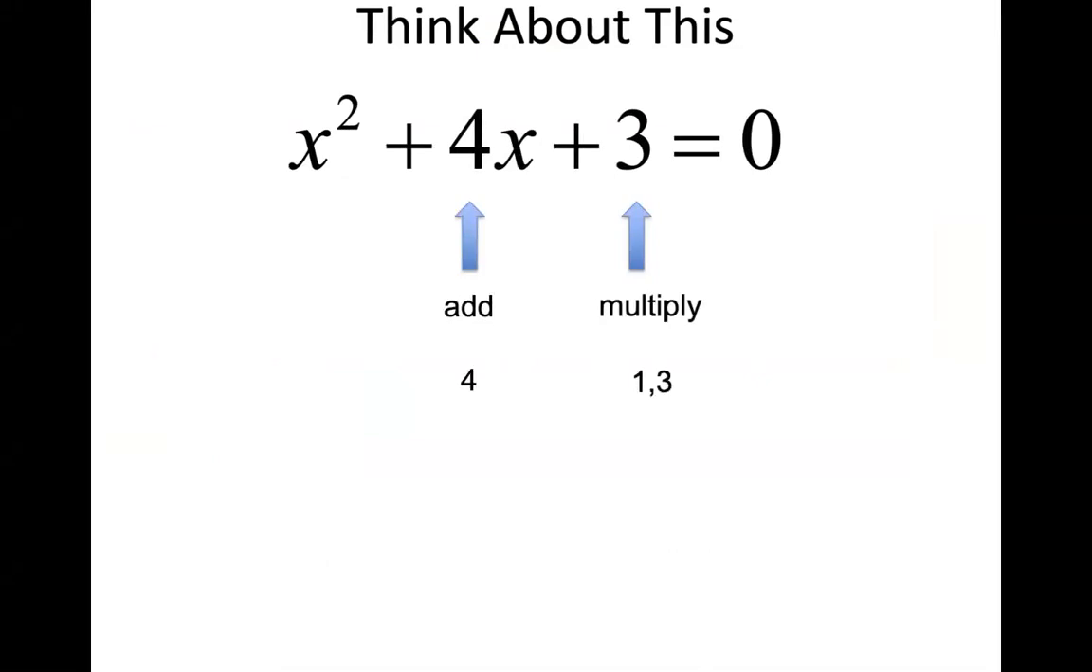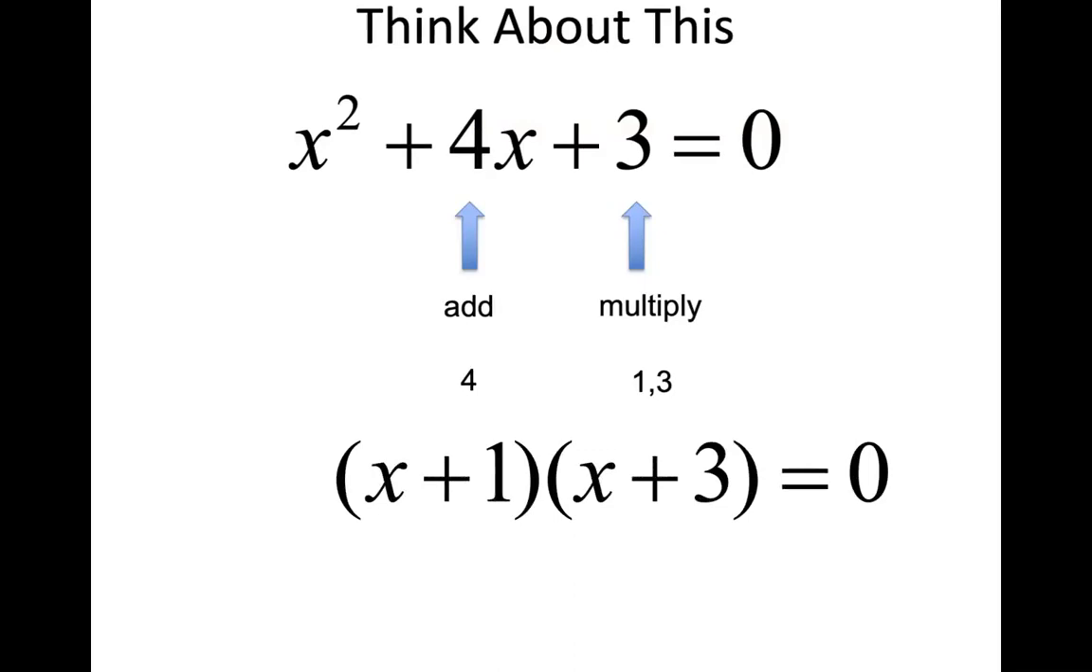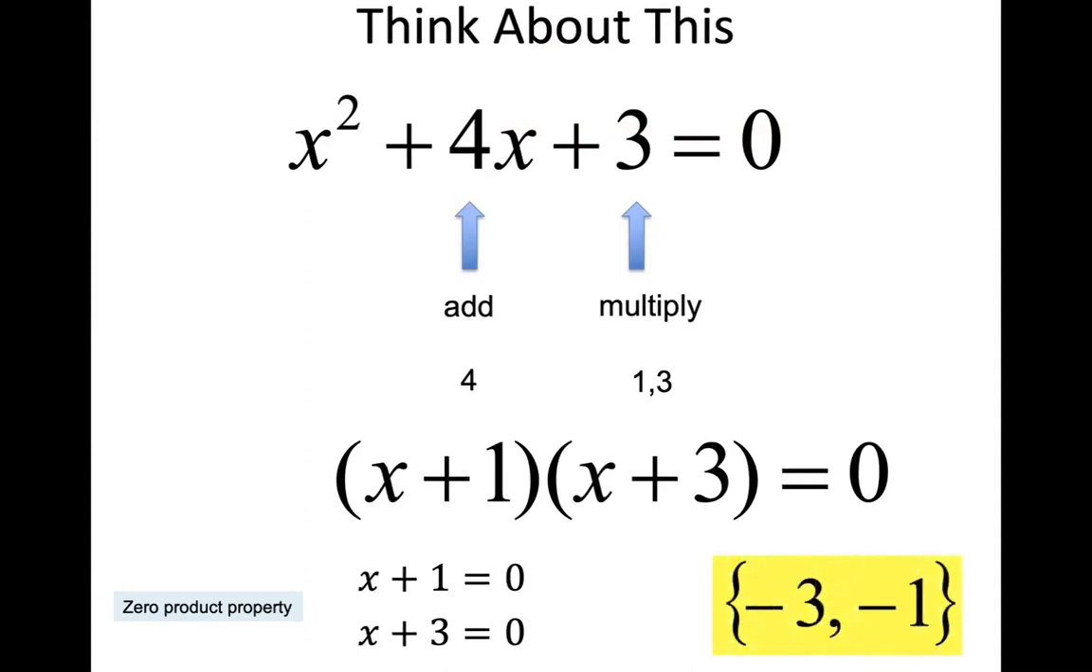So we take the 1 and the 3, we put them inside of parentheses. We use the zero product property. We set each one of those parentheses, x plus 1 and x plus 3, equal to 0. This is all review. And then solve each one of those equations separately. The first one, subtract 1, we get -1. The second one, subtract 3, we get -3. So that was solved by factoring.